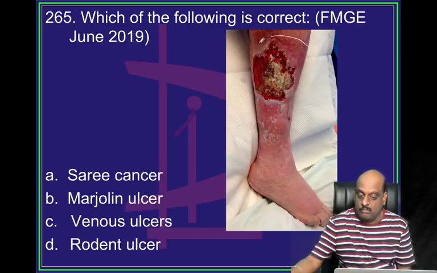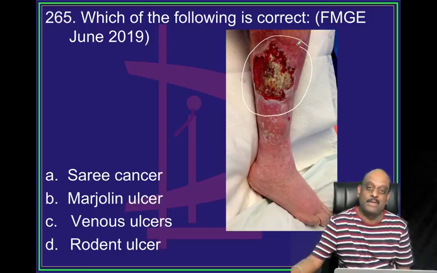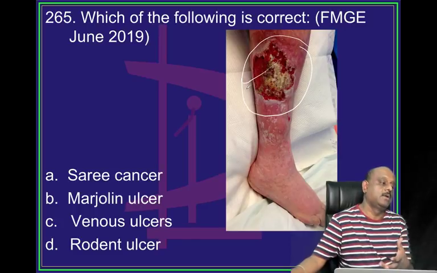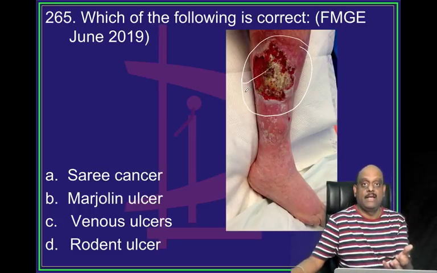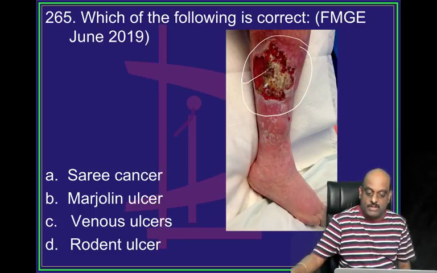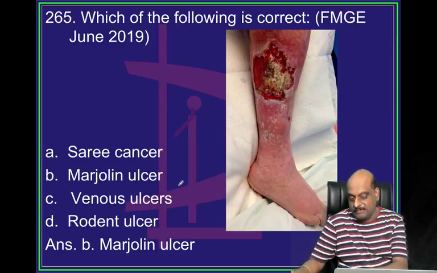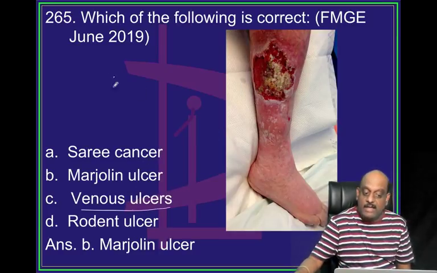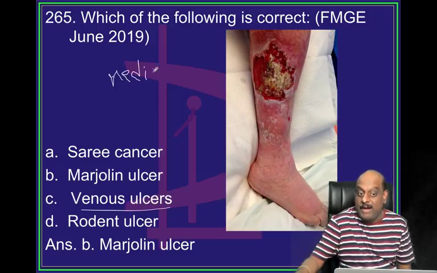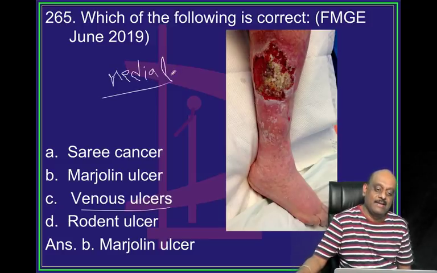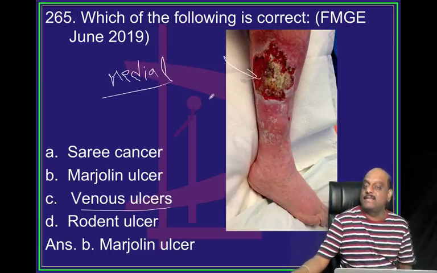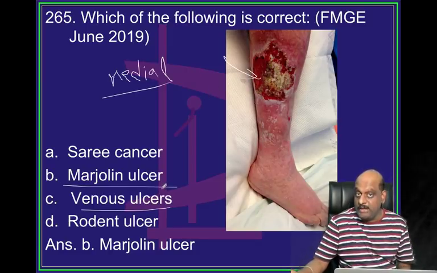Now, what is this? Typically, it is a squamous cell carcinoma, which is arising from a chronic ulcer, which is called Marjolin's ulcer. Why not venous? A venous ulcer will occur along the medial side, not on the lateral side. Here it is the lateral side. That's the reason it fits to be a Marjolin's ulcer.